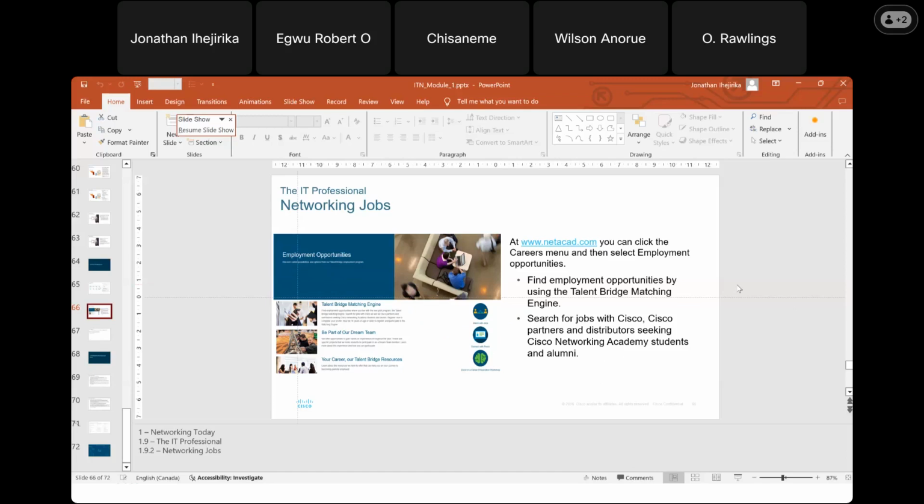In that place, you find employment opportunities by asking the talent bridge matching engine. With your level of experience and your certification, the talent bridge matching engine can match you to available job opportunities. We search for jobs with Cisco, Cisco partners, and Cisco distributors, seeking Cisco Networking Academy students and alumni. Right now, you are still students. After having graduated, you move into the alumni forum.